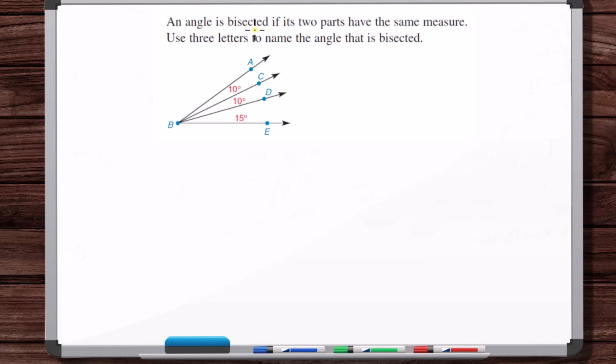An angle is bisected in the same way if its two parts have the same measure. Use three letters to name the angle that is bisected. So what angle is bisected here? We can see that angle ABD is bisected. ABD, this angle, is bisected. The measure of angle ABD is 20 degrees. It's bisected, so it's divided into two 10-degree angles.